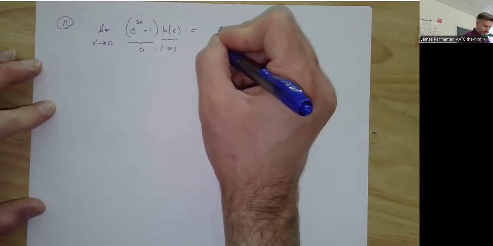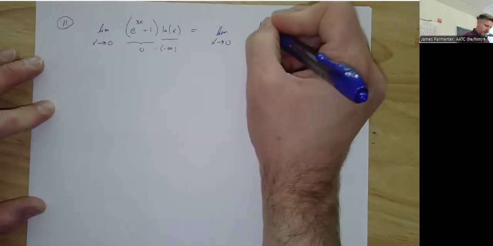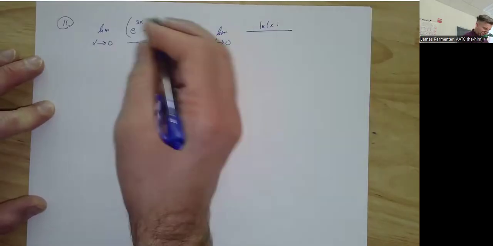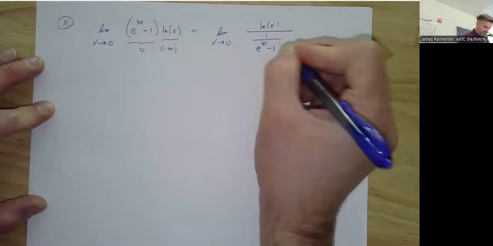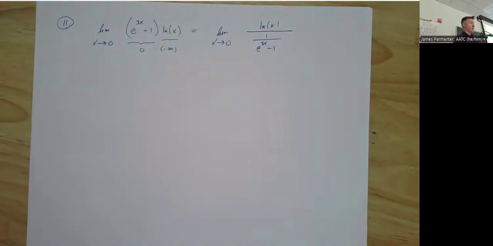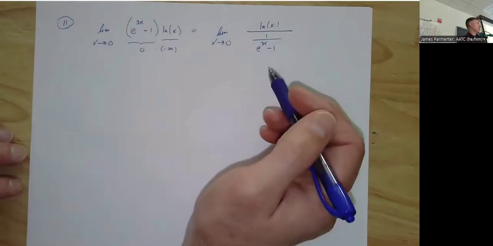So here's unfortunately what we're stuck with. The limit as x goes to 0, natural log of x on top, the reciprocal of e to the 3x minus 1 on the bottom. And unlike the previous one where you had 1 over just e to the negative x and it became e to the x, that's not going to happen here.